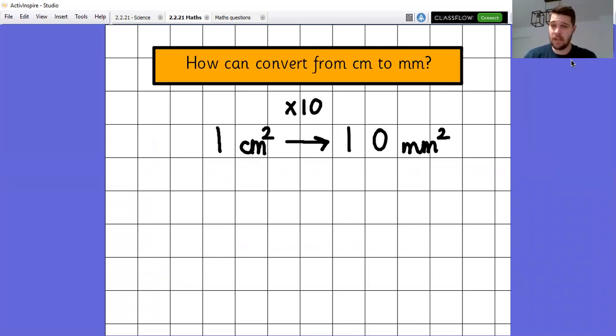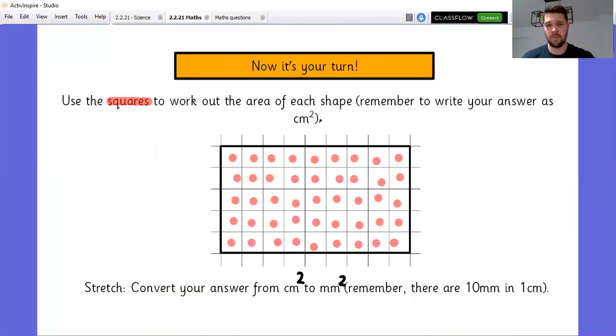Quick recap, if we're trying to convert from centimeters to millimeters, what we need to do is multiply by 10 because there are 10 millimeters in 1 centimeter. You can use your ruler to reflect on that knowledge. So now it's your turn. Use the squares to work out the area of each shape.